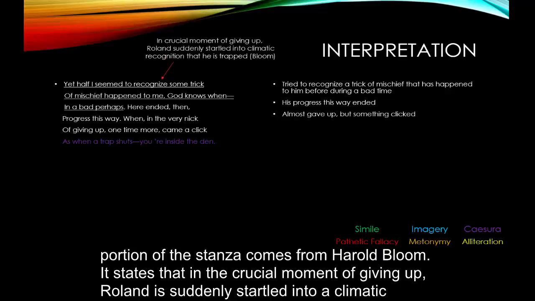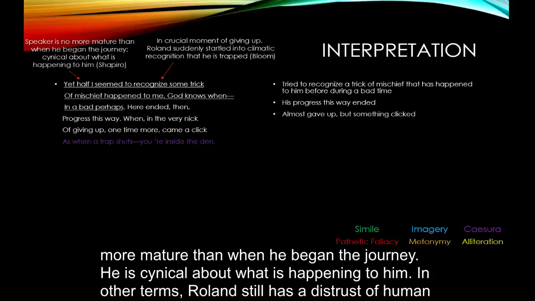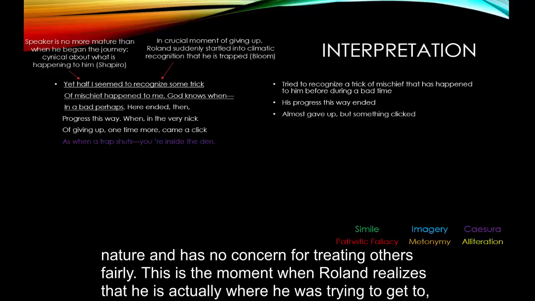It states that in the crucial moment of giving up, Roland is suddenly startled into a climactic recognition that he is trapped. Arnold Shapiro, another literary scholar who interpreted this poem, argues that the speaker, who is Roland, is no more mature than when he began the journey. He is cynical about what is happening to him. In other terms, Roland still has a distrust of human nature and has no concern for treating others fairly.